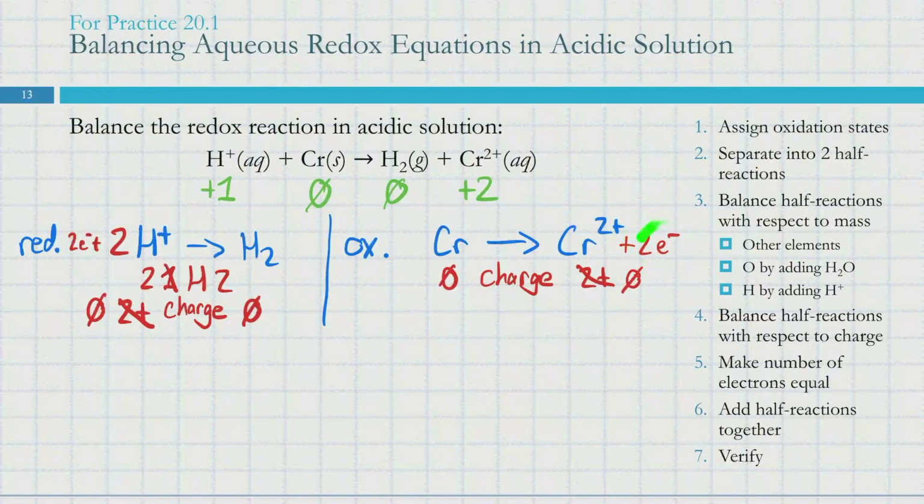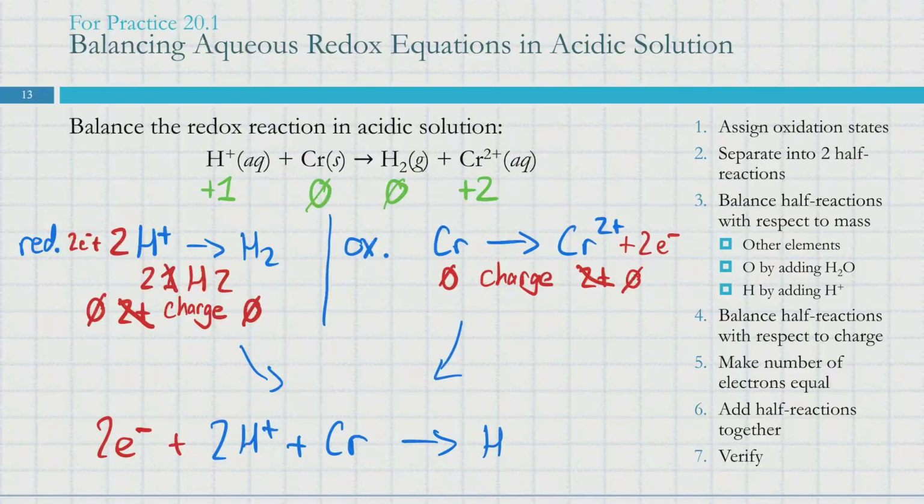We've got 2 on the product side for our oxidation reaction, 2 on the reactant side for our reduction half reaction. So we can combine the half reactions together and we'll get 2 electrons plus 2H plus Cr goes to H2 plus Cr2 plus 2 electrons, and we can cross out the 2 electrons part. You could also just choose to omit them.